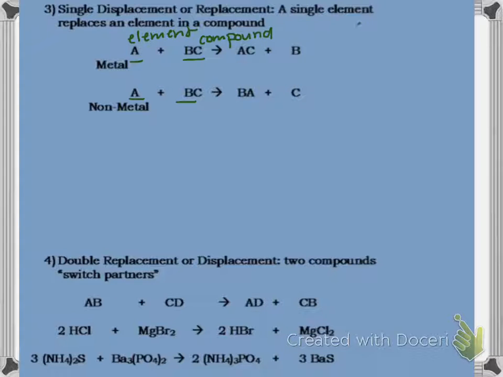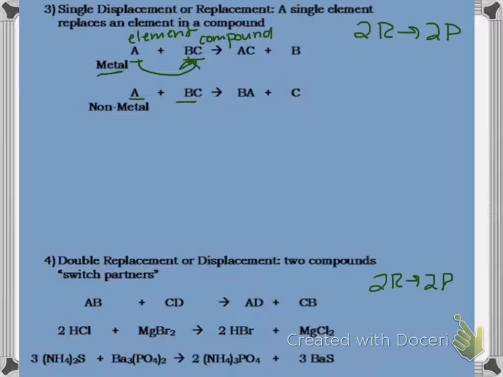And in both cases, I have two reactants and I have two products. So unlike synthesis and decomposition, which change my number of reactants and products, here a change is happening within the substances. In the case of single displacement, the element trades places with one of the elements in the compound. So here we see that A and B traded places.